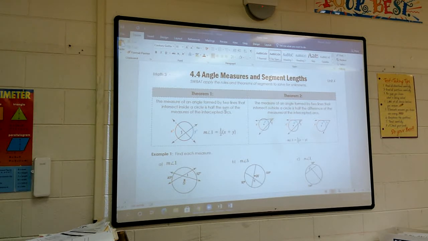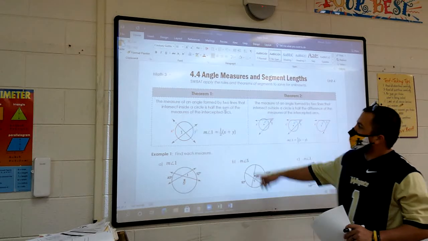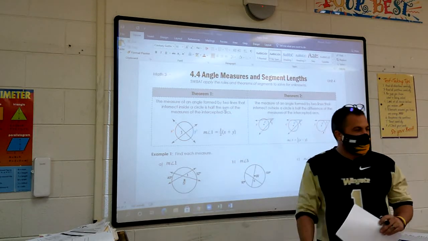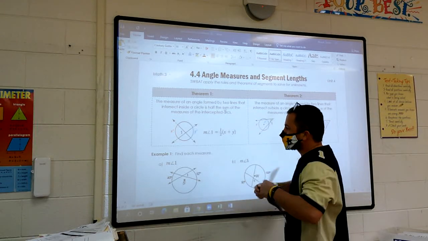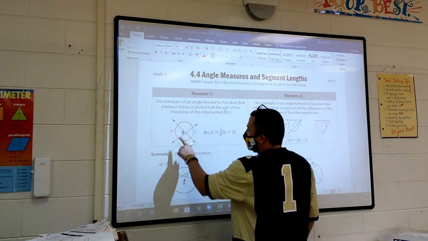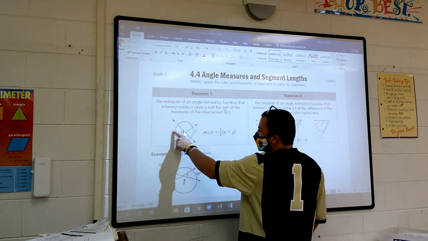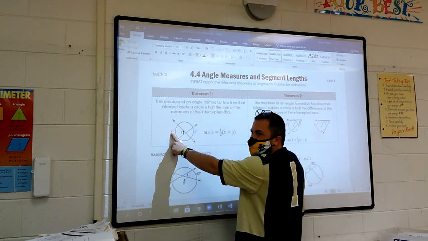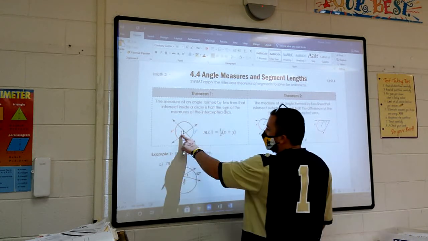first section. And theorem 1 is the measure of an angle formed by two lines that intersect inside a circle. So if we have two lines that intersect inside a circle, is half of the sum of the intercepted arcs. That looks kind of confusing. So we're talking about angle 1. This angle right in here, inside of the circle, is half of these two, the two across from it, the two arcs. So basically, if I know this and this, I can add them together, divide by 2, and I have this angle right here.